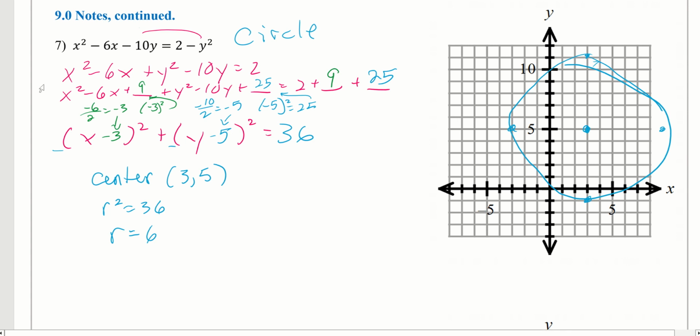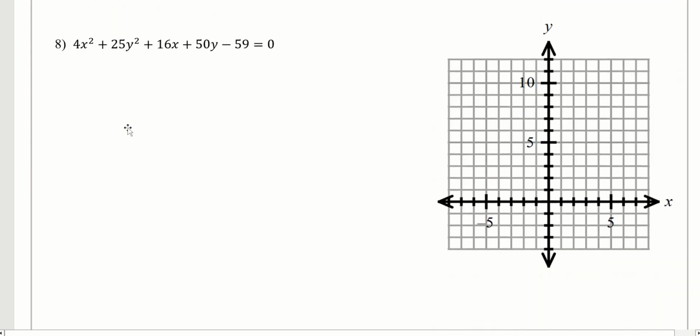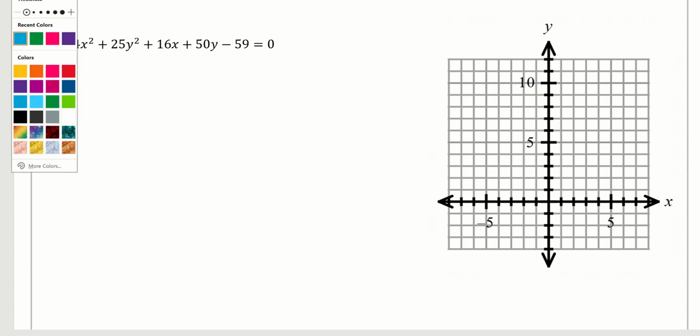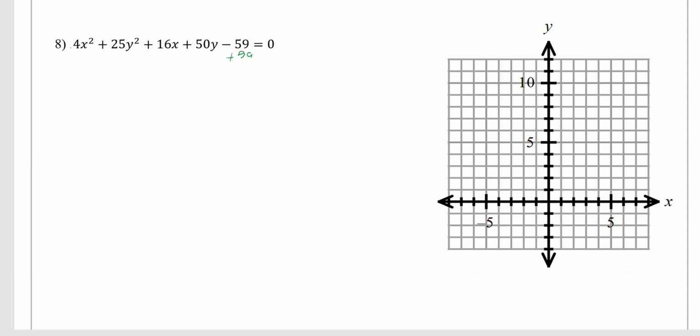Cool. Okay, last one. We look here, we've got an x squared, we got a y squared. They're both positive. They got different coefficients. I'm going to take a wild guess and say this is an ellipse, but let's see if we can solve it out. All right, so let's bring this 59 to the other side. We'll get our x's together, so plus 16x plus 25y squared plus 50y is equal to 59.